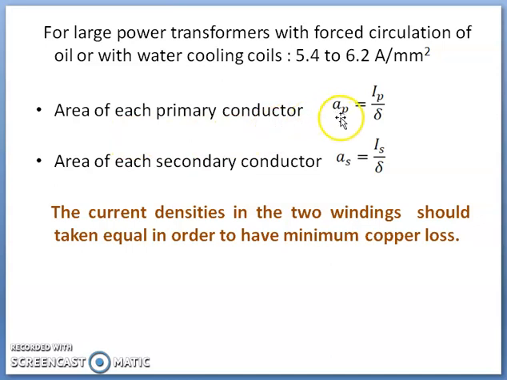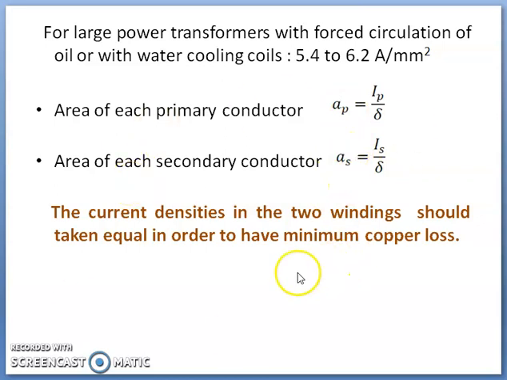then how to find out the area of each primary conductor? Current density is current divided by area. Hence, the area of the primary conductor is the current through the primary conductor divided by the current density of the primary conductor. Then the area of each secondary conductor, aS, is IS divided by delta S. Okay, depending upon the kVA rating of the transformer, IP and IS will be calculated, and assuming suitable values of current density for both the windings, depending upon the type of cooling techniques used, the area of the primary conductor as well as the area of the secondary conductors are decided.